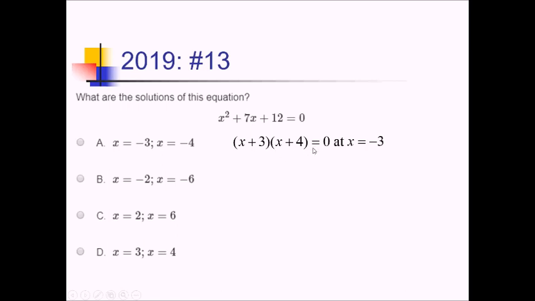It's also true if x equals negative 4. That would 0 out this second factor. So those are our answers, negative 3 and negative 4, and that is choice A.